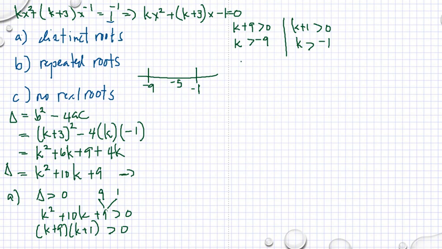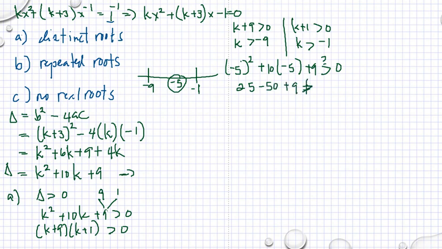With this one, I will check that. Then I have negative 5 squared plus 10 times negative 5 plus 9, is that greater than 0? As you can see, we have 25 minus 50 plus 9, which is not greater than 0. So that means this is negative. That is less than 0.